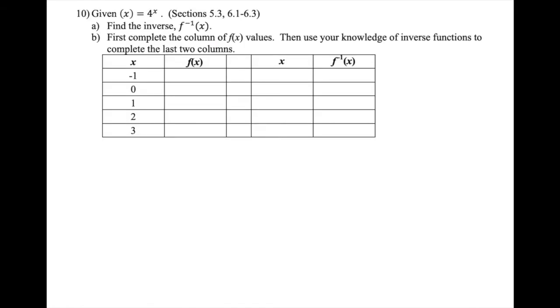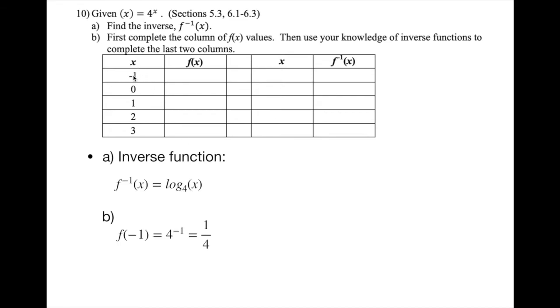Number 10, very similar question. For f of x equal to 4 to the power of x, its inverse should be the logarithm function of the same base. So log base 4 of x. And then you want to complete the column here. So first, x equal to negative 1. F of negative 1, if you plug in the original function, it will be 4 to the power of negative 1. It's 1 over 4 to the power of 1, which is 1 over 4.